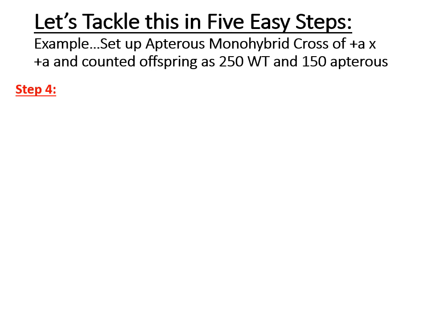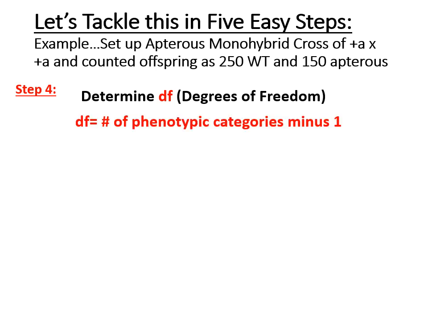So now we can move on to step 4. And step 4, you have to determine what your DF is. And DF stands for degrees of freedom. And I know it sounds scary, but all it is the number of phenotypic categories minus 1. And again, remind yourself, what does phenotypic mean? What are your phenotypes? Well, they're things like wild type, Apterus, sepia, okay, those terms that we've already talked about.